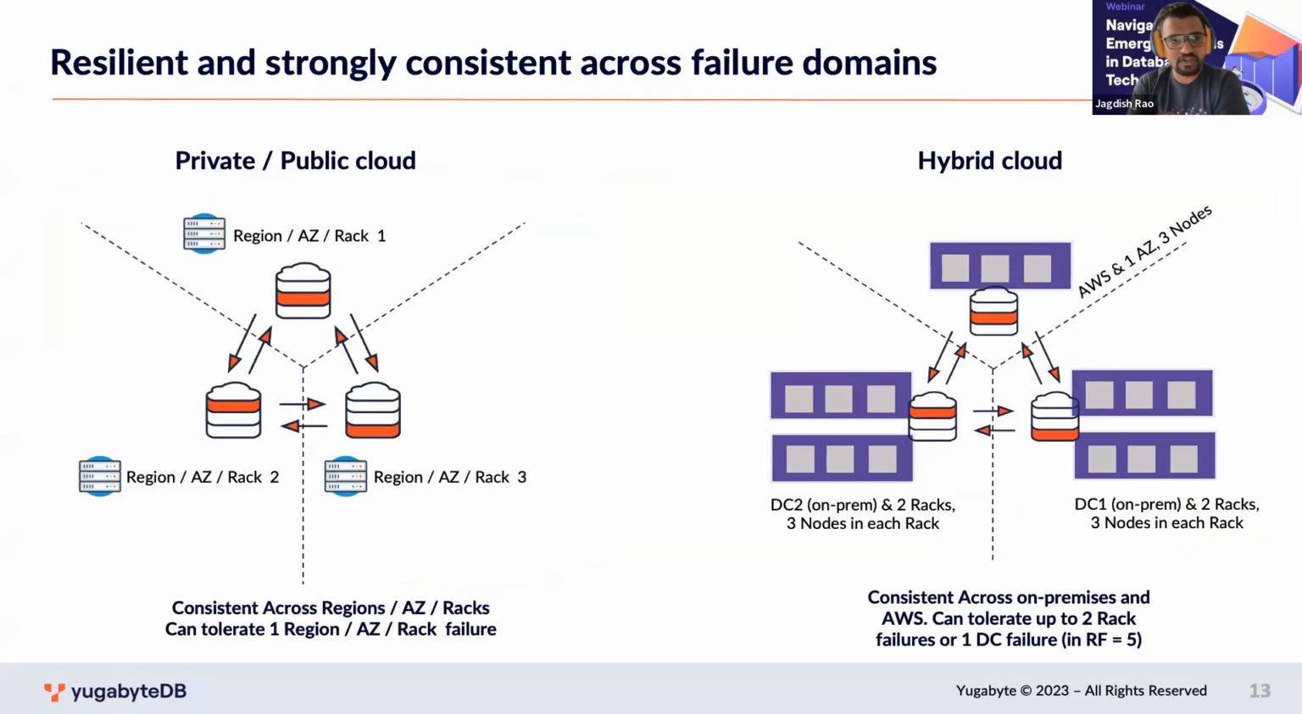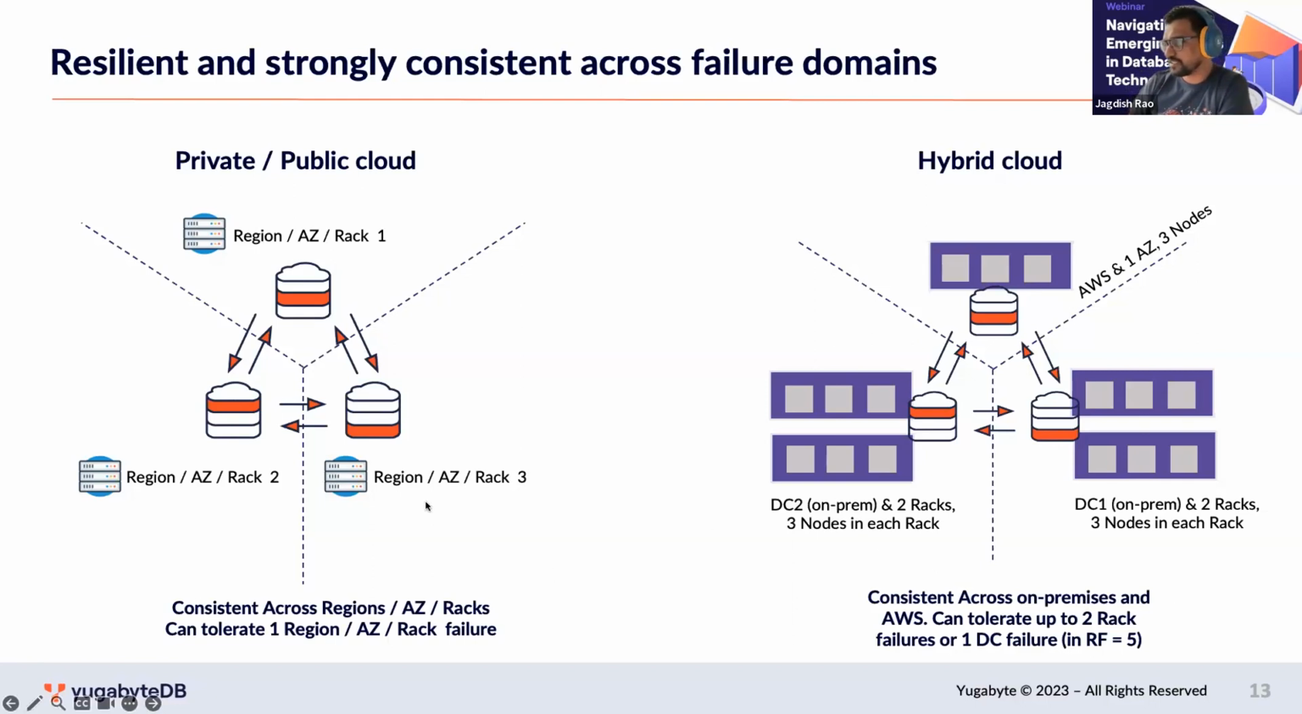All right. So again, YugabyteDB, you can deploy it in a private or a public cloud. You can deploy it in a hybrid cloud, right? Now this is consistent across all the regions, or on the AZs or on the racks where your database currently exists. And with this distributed architecture, this can sustain one region failure. For instance, if your region completely goes down, right?